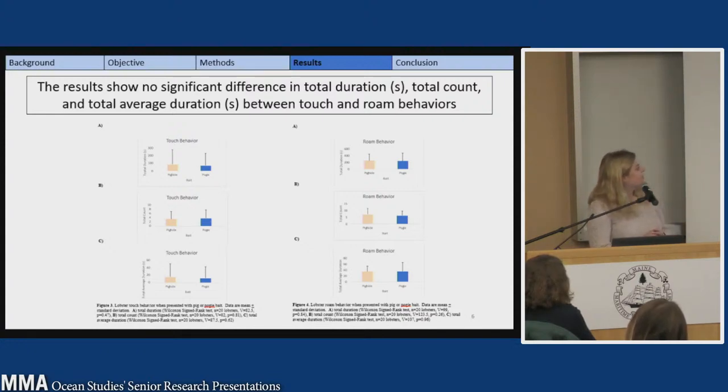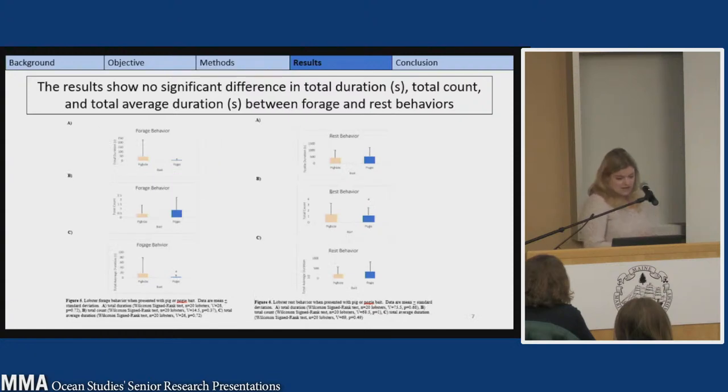But that's for the touch behavior. And the roam behavior is kind of the opposite of that, contradicts it. And for the forage behavior in figure 5, kind of the same thing as the touch behavior, they spent more duration around the pig hide, but as for count, lobsters tended to spend more times around the pogie.